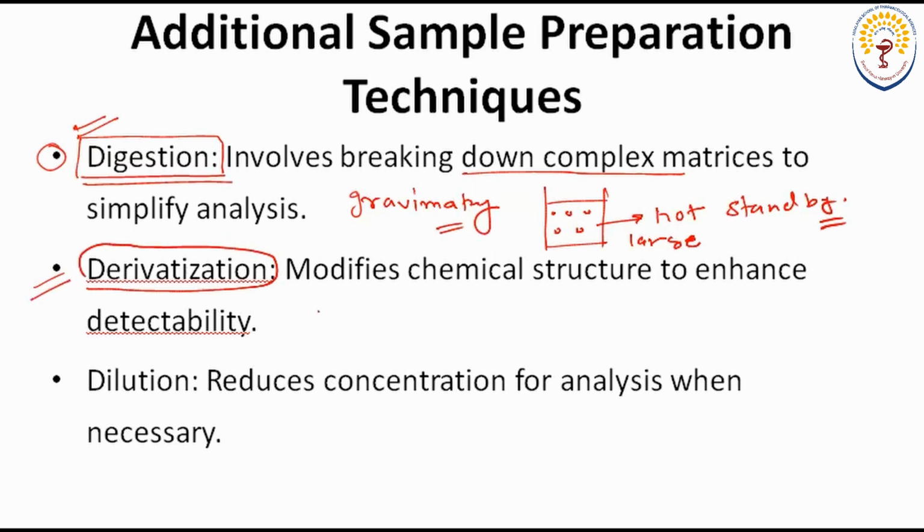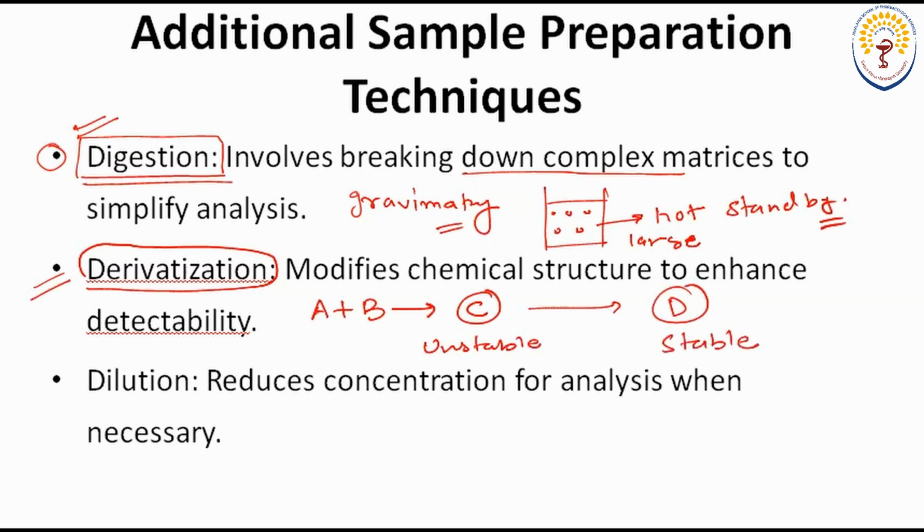Derivatization is like, for example, in a chemical analysis, we have reacted two substances A and B and formed a new substance C. Now the thing is that this C is, let us say, unstable. Now we will convert this C into a stabler form, which is D. This process of converting C into D, which is more stable, is known as derivatization.